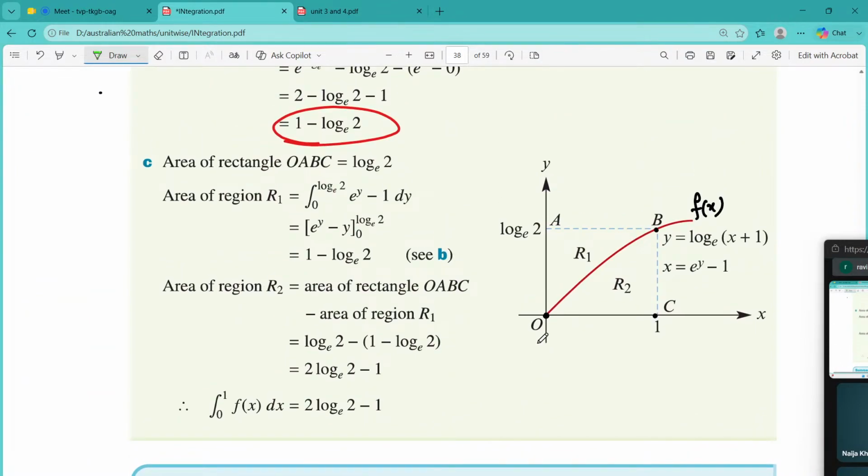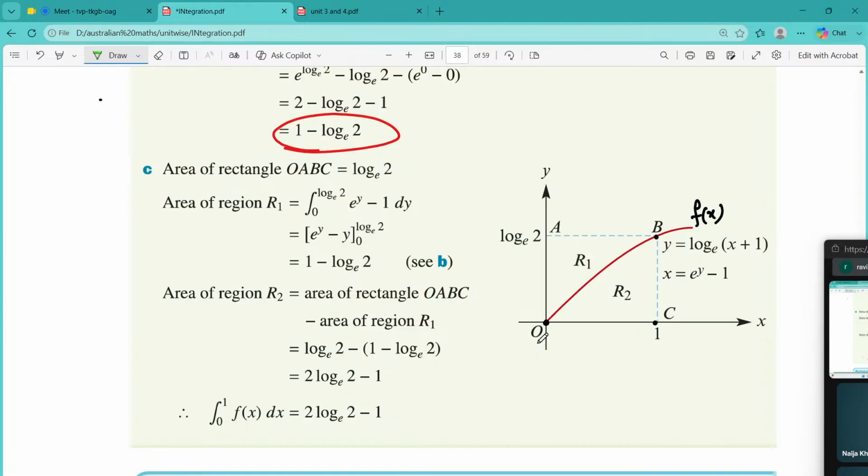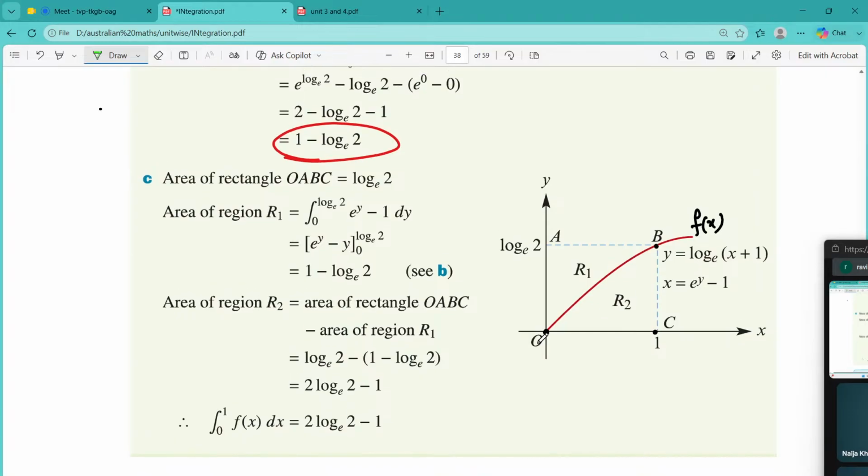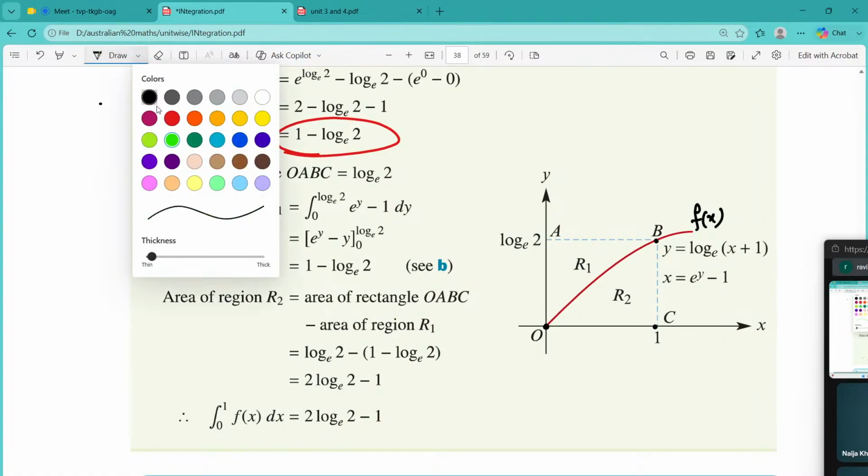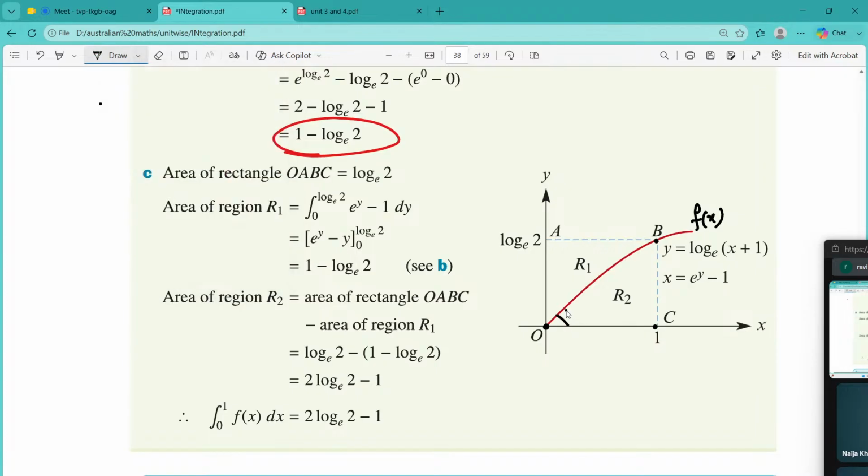Now see the concept. We are interested in this region R2, but we are unable to integrate this function. That's a limitation, that's a problem we are getting.